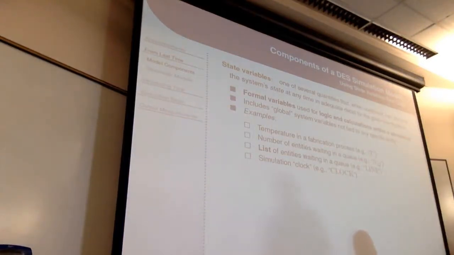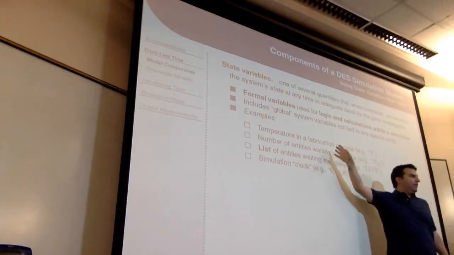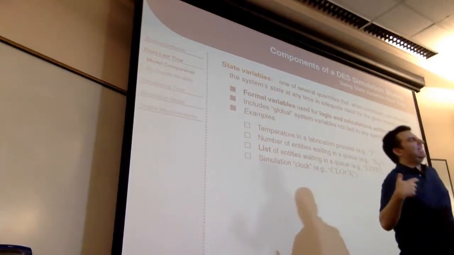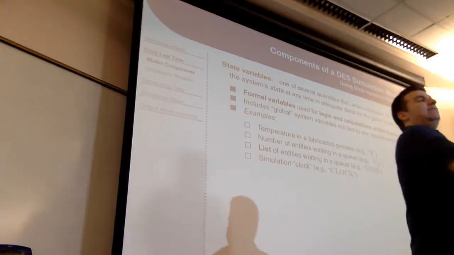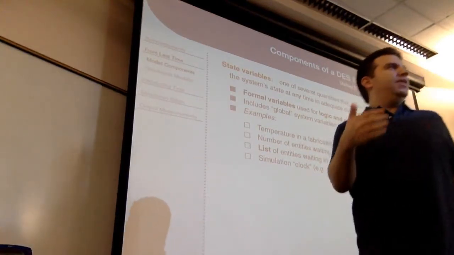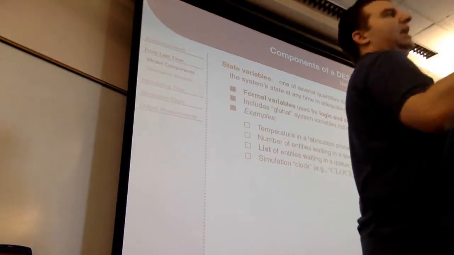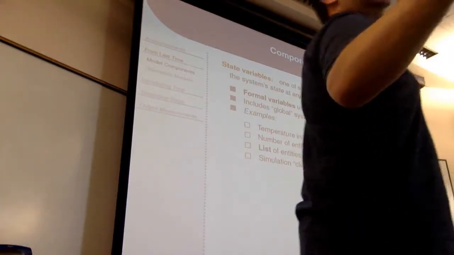So when we're doing our Arena program abstractly on a whiteboard, we can say, I'm a resource and you're an entity or whatever. But then where the rubber meets the road and we have to implement it, we have to decide what we need to keep track of as the simulation's running. And the state variables are formal variables that we write in the code in order to keep track of something that's changing over time.